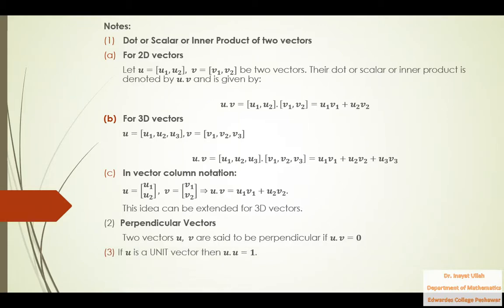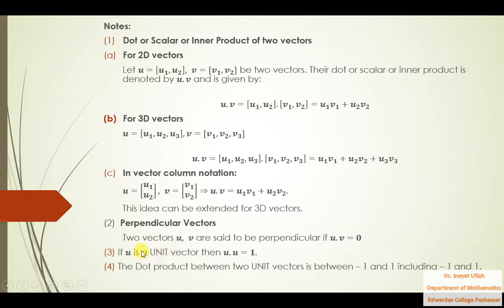The third one is if u is a unit vector. For example, a vector which is given to you is a unit vector. What does it mean? That if the length of this vector is 1, then the dot product of this vector with itself, u dot u, will be equal to 1. So this is for the MCQs point of view. If u is a unit vector, then the dot product of u with itself will be equal to 1.